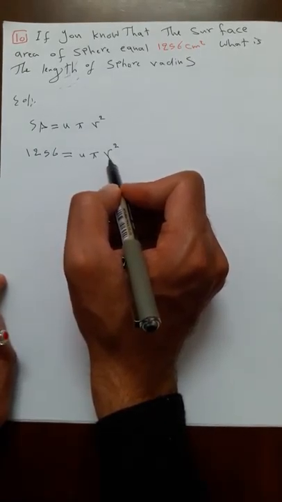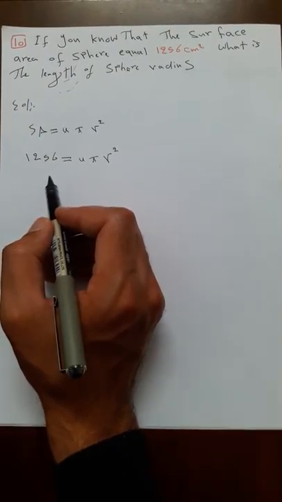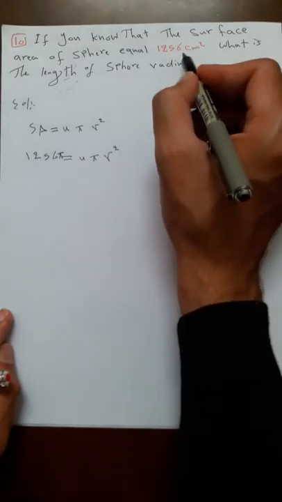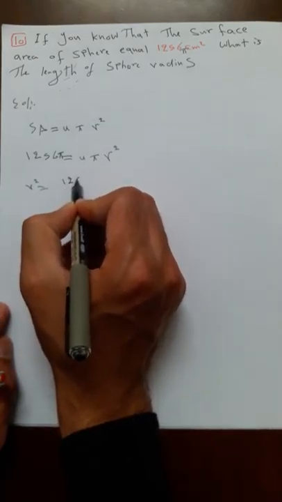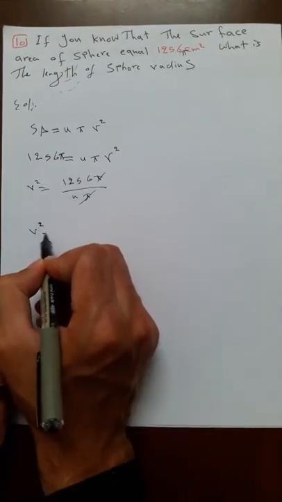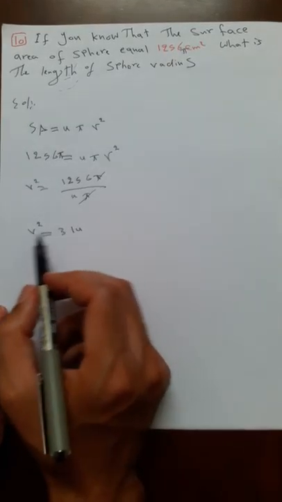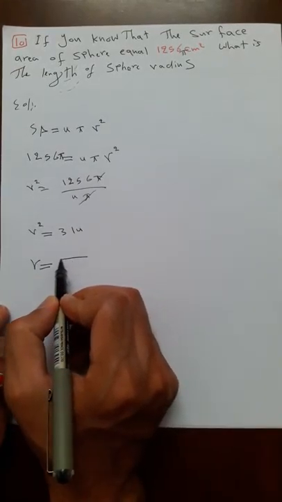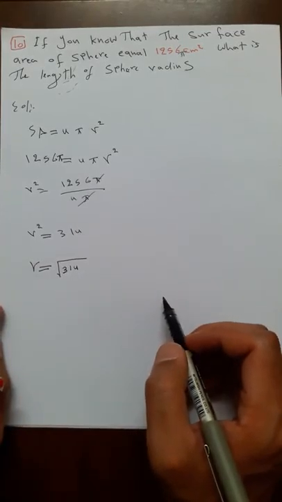The radius of the sphere is unknown. Pi. Now, r square is equal to 1256 pi divided by 4 pi. Pi with pi. So the result will be r square is equal to 314. This is r square. I need to find r by taking the square root. So the result will be r is equal to square root of 314 centimeter.